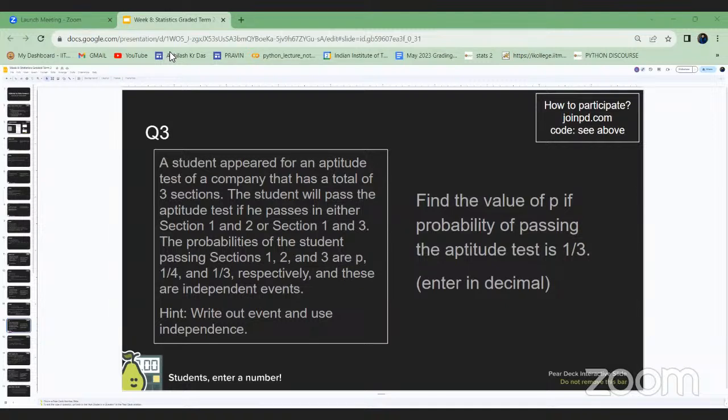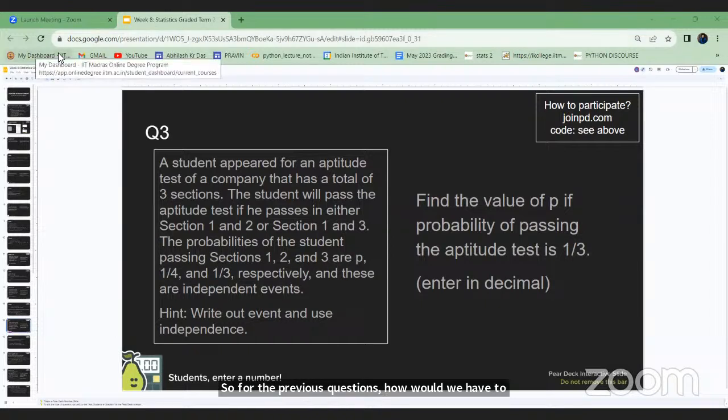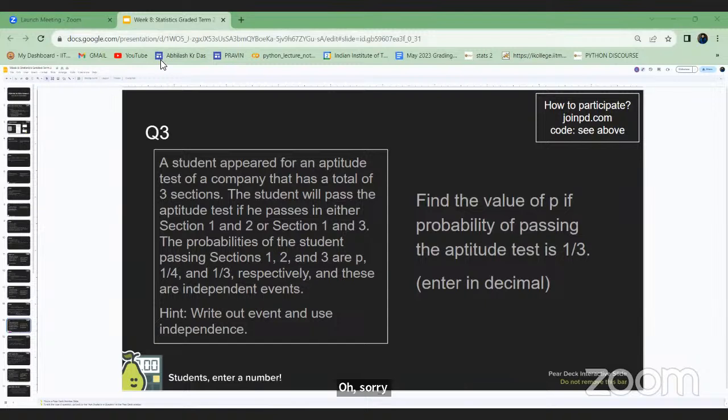Sir, for the previous questions, how would we have to solve if the events are not independent? If they are dependent, then you have to use conditional probability. It will be event E1 intersection E2 divided by the particular event. Okay, we will take that question as well.